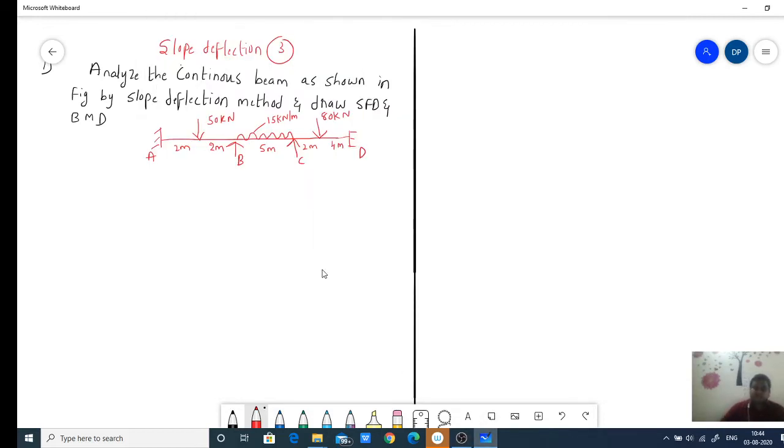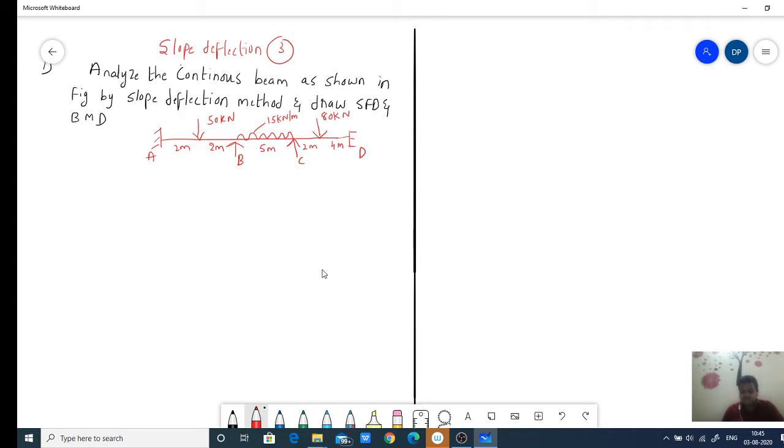Good morning. So today here we are with the third video on slope deflection method, and in this particular video we are going to solve one numerical. That particular numerical is with respect to a continuous beam by using slope deflection method. As you can see in the given numerical, the question is: analyze the continuous beam as shown in the figure by slope deflection method and draw SFD and BMD.